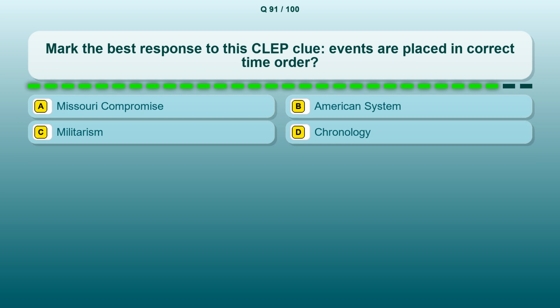Question 91. Mark the best response to this CLEP clue. Events are placed in correct time order. Option A, Missouri Compromise. Option B, American System. Option C, Militarism. Option D, Chronology.